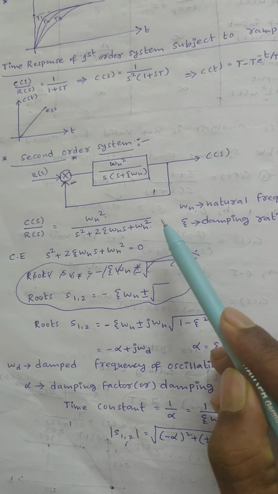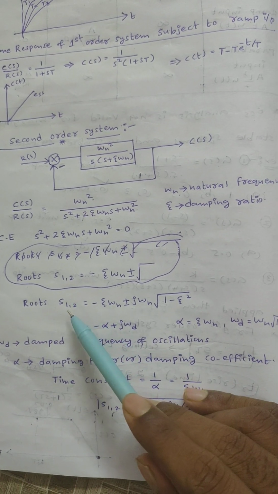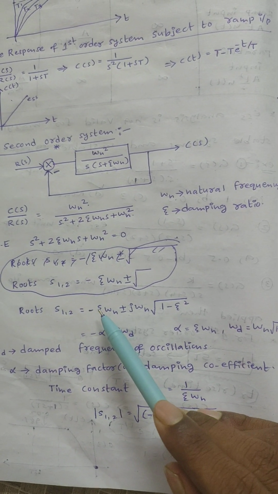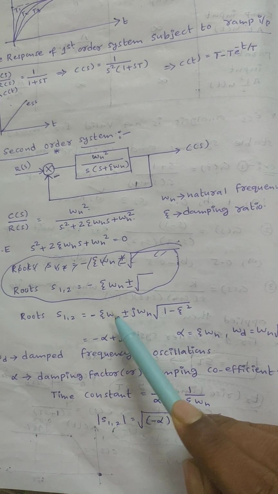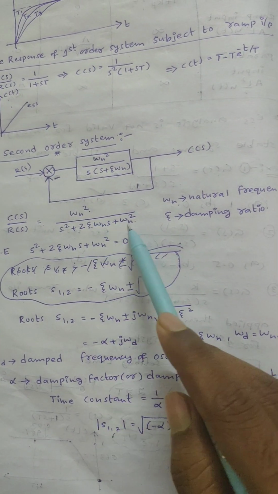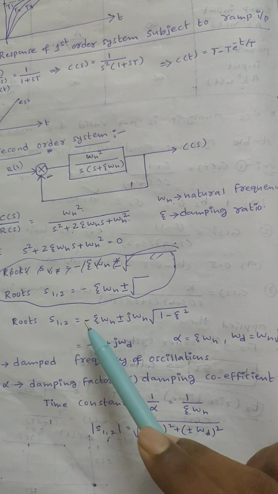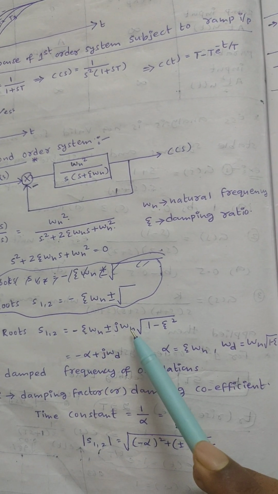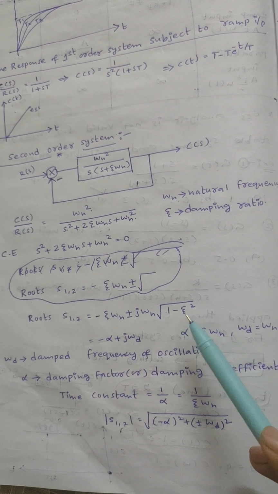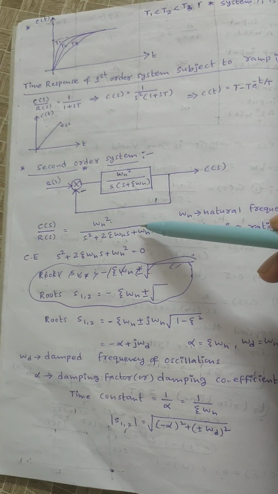is equal to 0. Then the roots of this characteristic equation will be s equals minus b plus or minus under root b square minus 4ac, in the ax square plus bx plus c form. That value is minus zeta omega n plus or minus under root zeta square minus 1. If I simplify, the roots are minus zeta into omega n plus or minus j into omega n into under root 1 minus zeta square, the roots of the second order system equation.